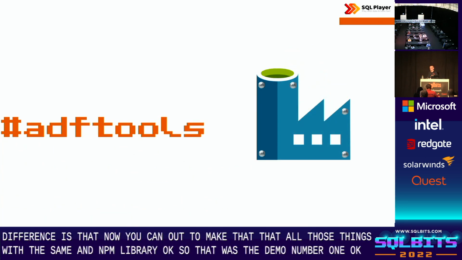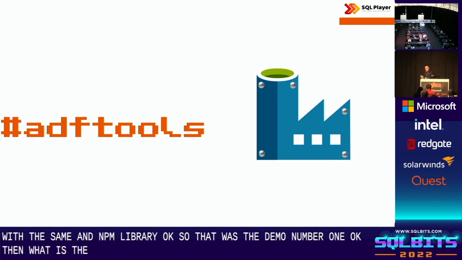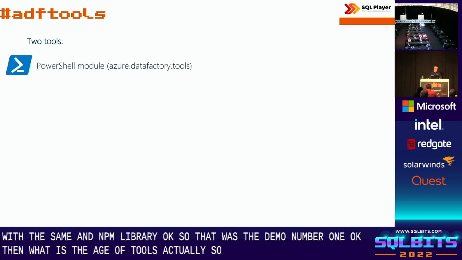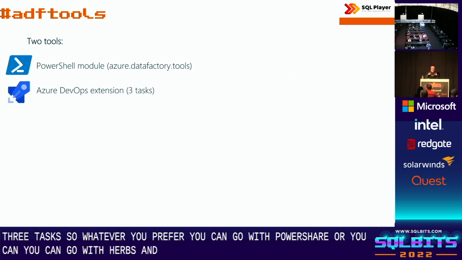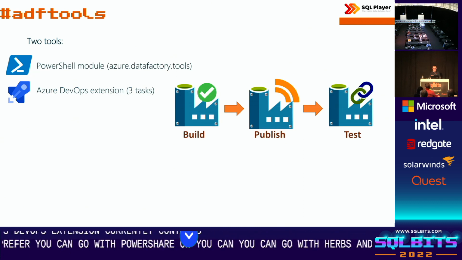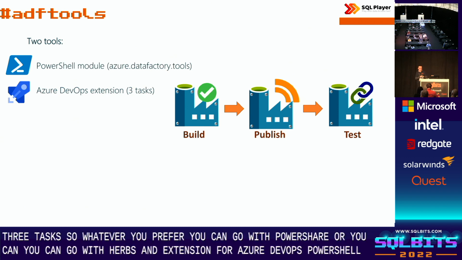Okay, then ADF Tools. So what is ADF Tools actually? There are two things. There's a PowerShell module, which is completely open source and free; you can find it in the PowerShell Gallery. And there's an Azure DevOps extension, which currently contains 3 tasks. Whatever you prefer, you can go with PowerShell, or you can go with Azure DevOps and install those tasks from the marketplace. There are more commands in PowerShell actually, but those are the most important, let's say.